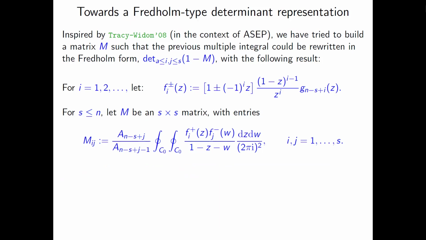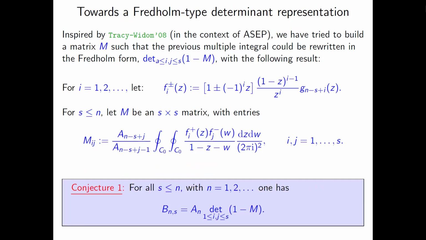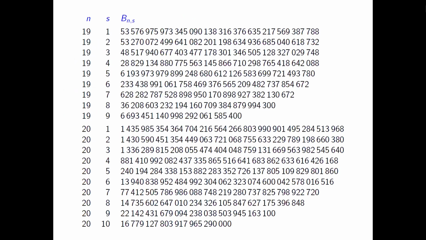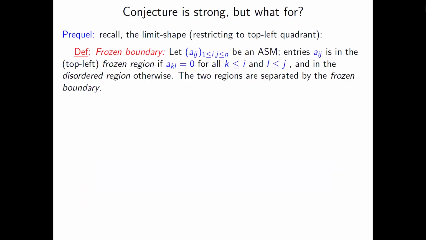Okay, so we have this formula, and it would be nice to prove it for several reasons. First of all, using monotone triangles, we computed everything till n equal 20. And of course, our conjecture, otherwise I would not be here, reproduces all these numbers. So I think this is a very strong test.